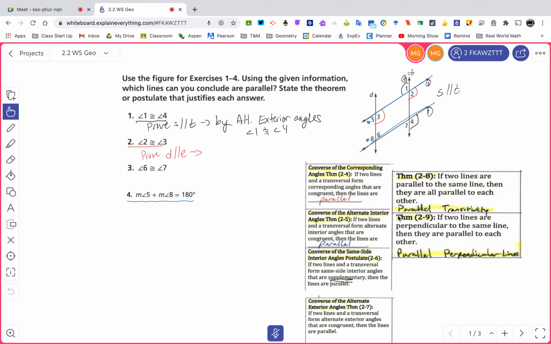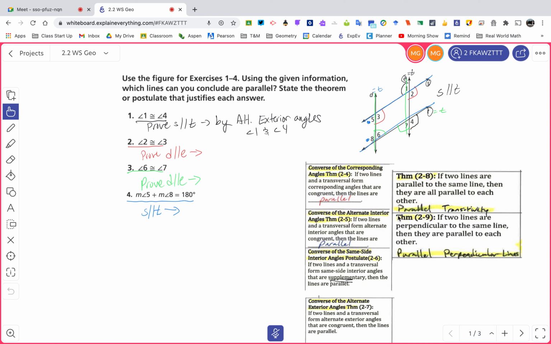with transversal D. So we want to prove S is parallel to T, and then you have to give me the theorem. Then we might as well do 3. We're saying 6 and 7 are congruent. T is their transversal, and we're trying to prove D and E are parallel. So you just have to tell me why.